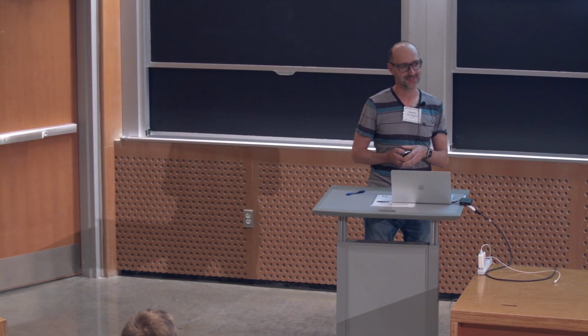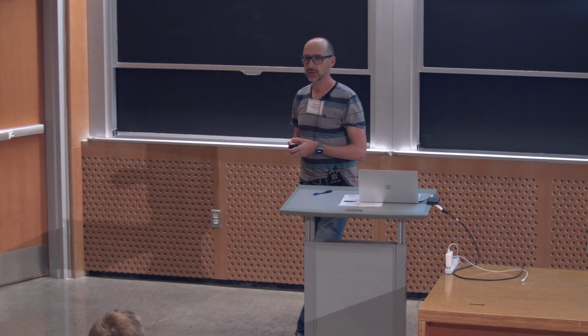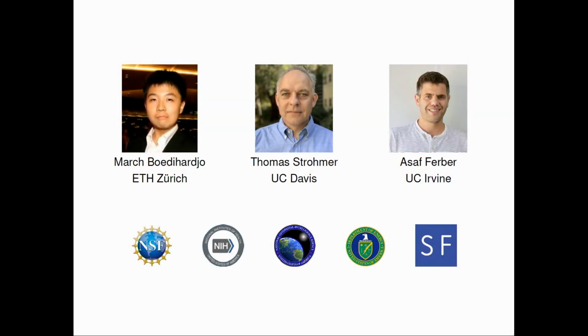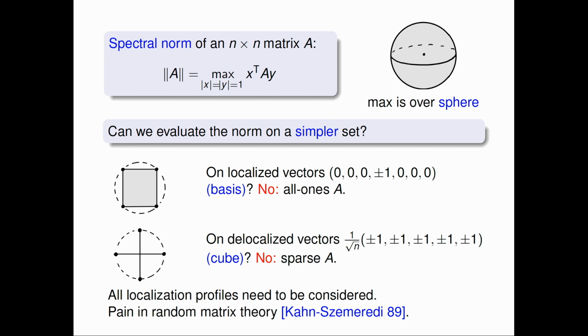And so happy birthday. My talk is joint with these three people: Marcel, who is now at ETH Zurich, Thomas Strohmer, and Asaf Ferber, my colleague at UCI. And it is really about a very simple object, quantity. How do we evaluate a norm?